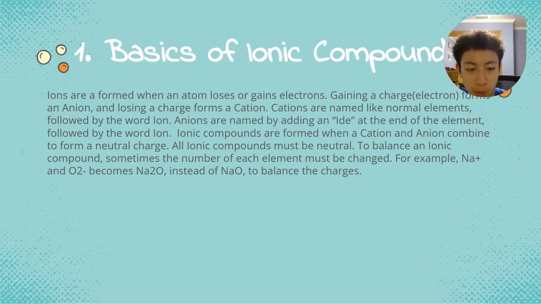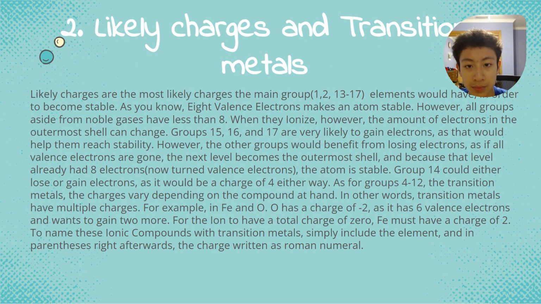Ionic compounds are formed when a cation and anion combine to form a neutral charge. Ionic compounds must be neutral. To balance an ionic compound, sometimes the number of each element must be changed. For example, Na+ and O2- becomes Na2O instead of NaO to balance the charges correctly. Likely charges and transition metals.